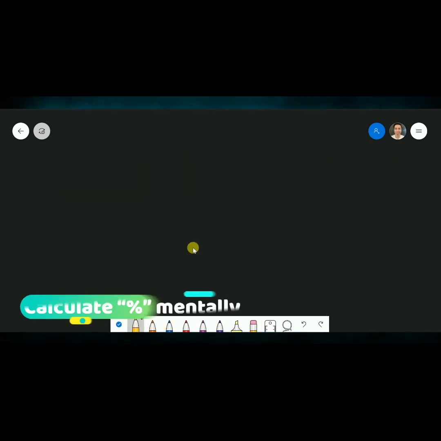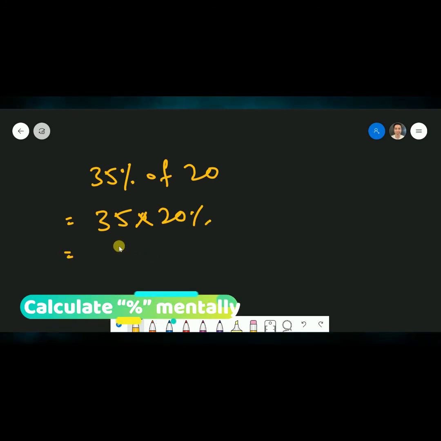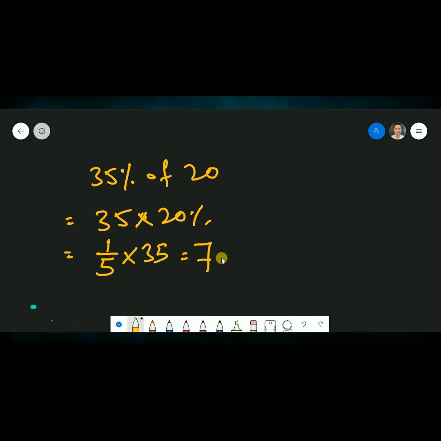So my next example. What if I have 35% of 20? We can write this as 35 times 20%, right? And we know that 20% is equivalent to 1 over 5, right? So we take 1 over 5 times 35, and we'll get 7 as our final answer.